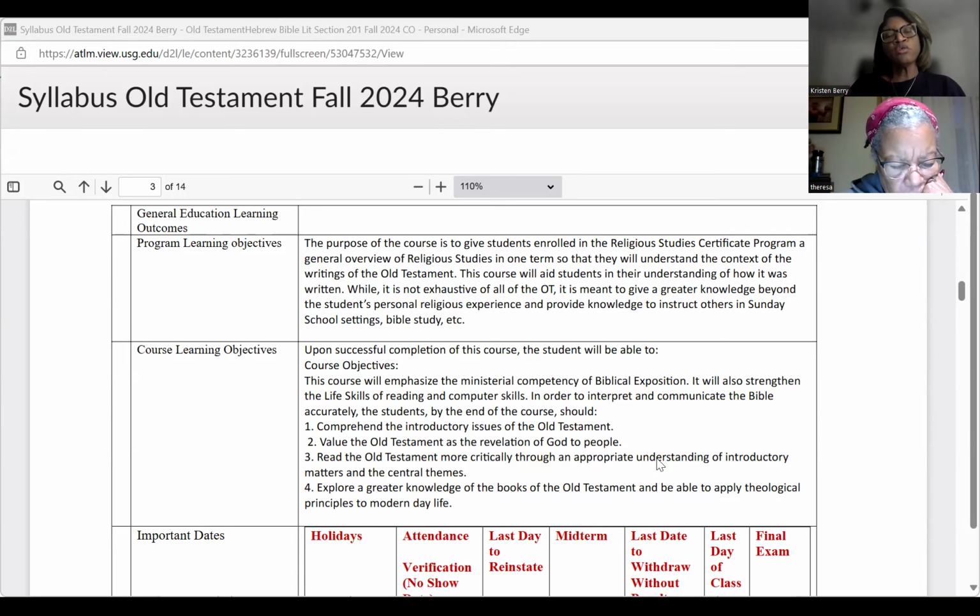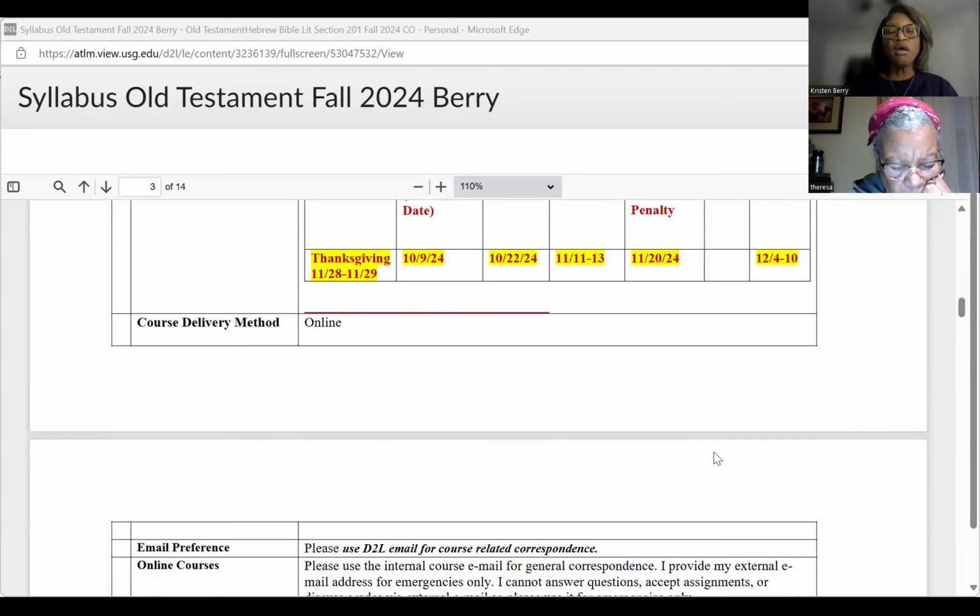So we will understand the different types of books that we have in the Old Testament. We'll also understand the relationship of the creator God to the Jewish people, because we chronicle the Jewish people, or the Israelite people, in the Old Testament. And you'll have a greater knowledge of the books, and you'll be able to apply different theological principles that we find in the books.